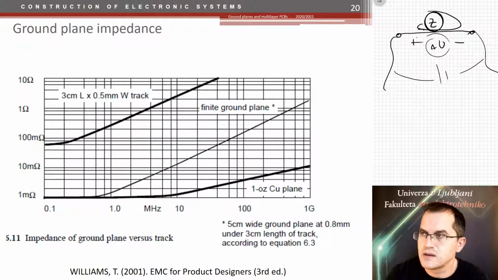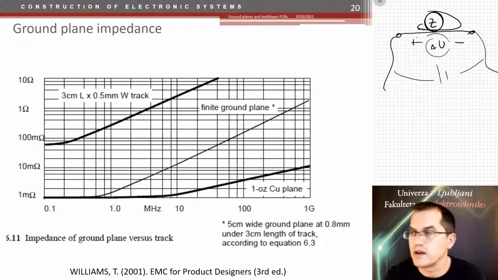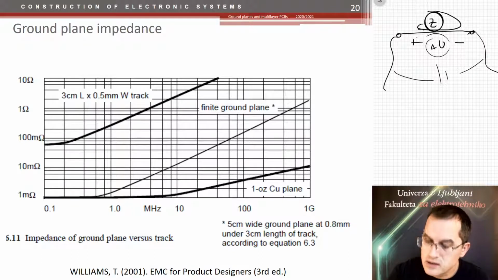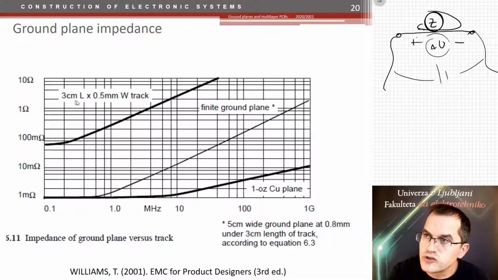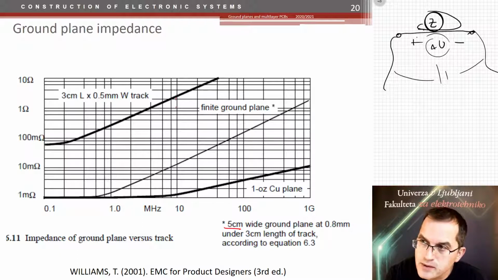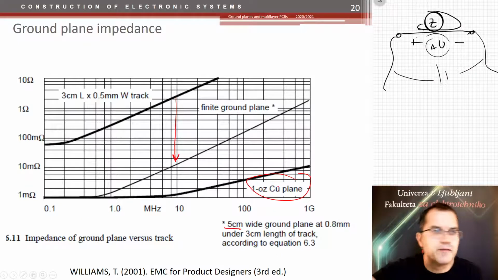So decreasing the impedance of the ground plane is really very beneficial, and this is the change of the ground plane impedance from one track on the PCB with respect to a finite ground plane here, which is 5 centimeters wide, and the change is more than 100 times of the impedance of the track versus the ground plane. If I used a continuous 1 ounce ground plane, I would go even 10 times lower. That would be an infinitely large ground plane.